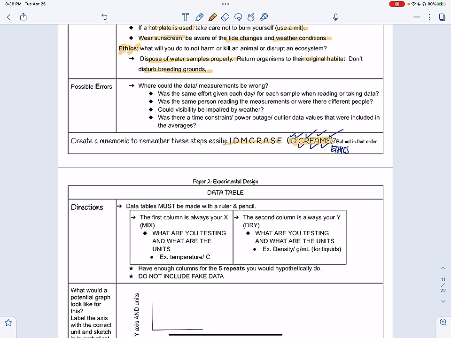And then occasionally, you should be able to identify where there could be errors. So that's like evaluating the data. Is there any sort of errors you can identify? Where could things have gone wrong? Maybe the experimenter didn't use the same amount of effort during each test. Could a measuring tool have been faulty? Were different people reading the measurements? Those types of things.